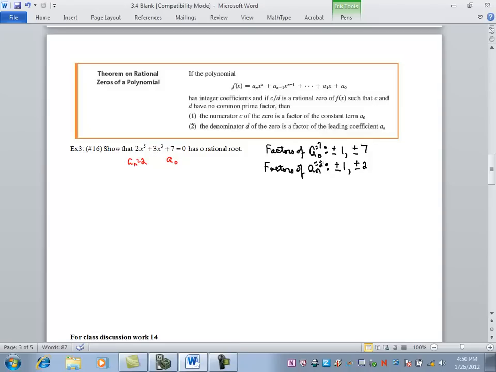Alright? And so what we're going to do is make a list of the possibilities of a sub naught over a sub n. So plus or minus 1, plus or minus 1/2, plus or minus 7, plus or minus 7/2. Alright, so all the factors of the constant 7 right here, all the factors of this leading coefficient right here. And then I'm looking at all the possible combinations of factors of a sub naught over a sub n.